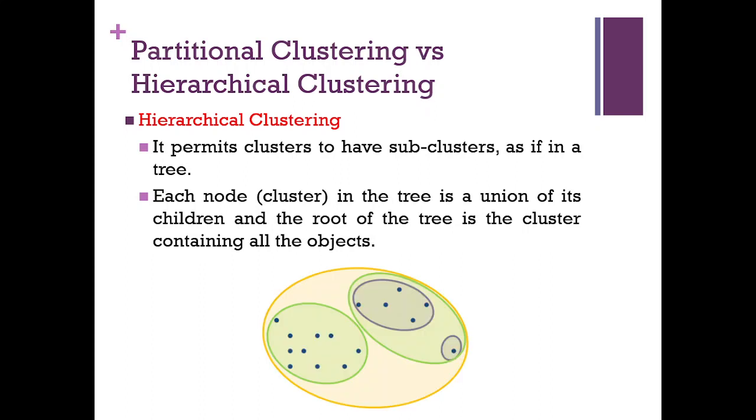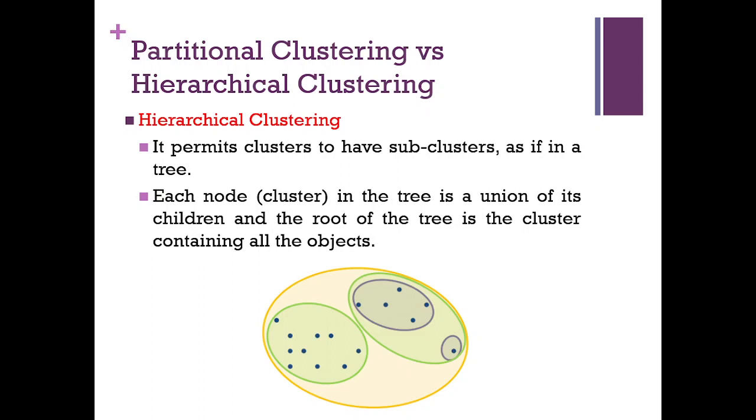However, when we talk about hierarchical clustering, clusters are permitted to have subclusters, and those subclusters may have more subclusters, as if it was a tree. So each node in the tree is basically a union of its children, and the root of the tree is the cluster containing all the objects. If you see in the figure here, this cluster and this cluster both belong to a bigger cluster shown with a green border. Then another cluster with a green border is grouped with this cluster to form another big cluster. This for us is hierarchical clustering.